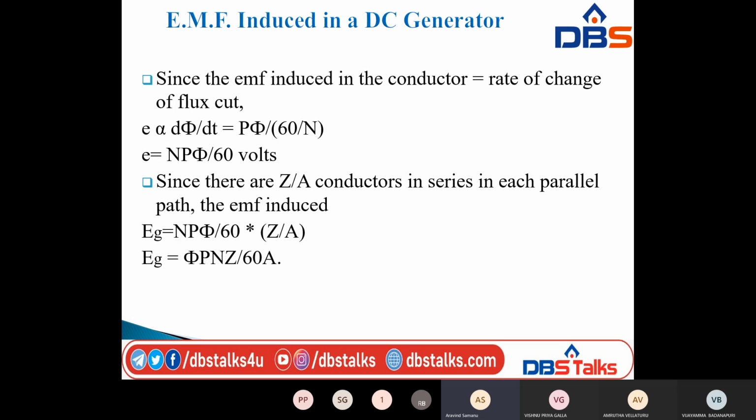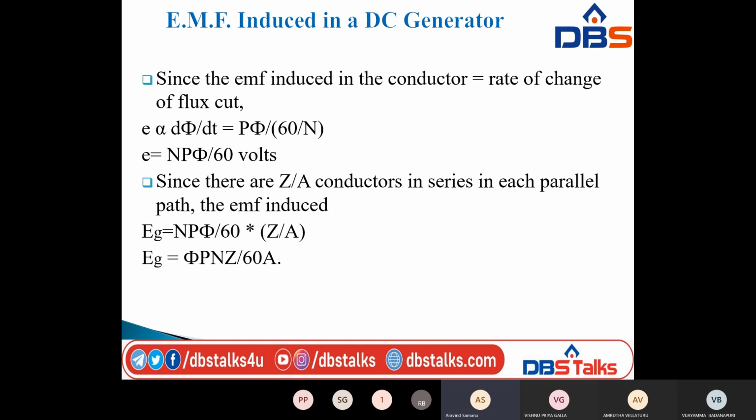And next, since there are Z by A conductors, I already said this point. All the Z conductors are not connected in series; they are divided into groups. So there are Z by A conductors in series, where Z is the total number of conductors and A is the number of parallel paths. Since there are Z by A conductors in series in each parallel path, the EMF induced is EG, the generated EMF.